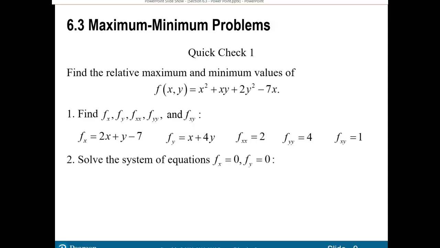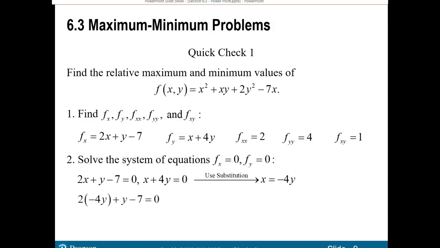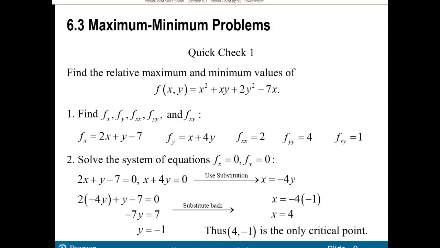So solve the system of equations by setting the first partials equal to 0. So this is the system. So if again we use substitution, you can take the second equation and write it as x equals negative 4y. Plug that in for x into the first one. That gives me negative 8y plus y is negative 7y equals 7, meaning y is negative 1, and then go back and substitute, and we get x equals 4. So the only critical point is, again, 4, negative 1.